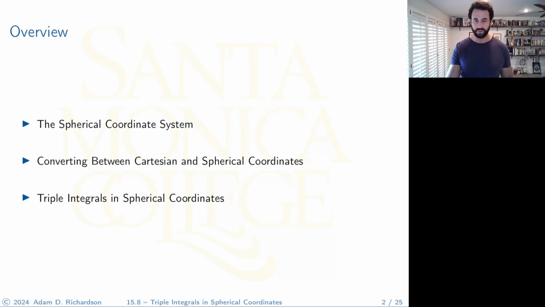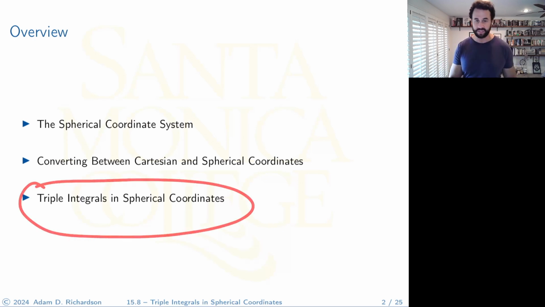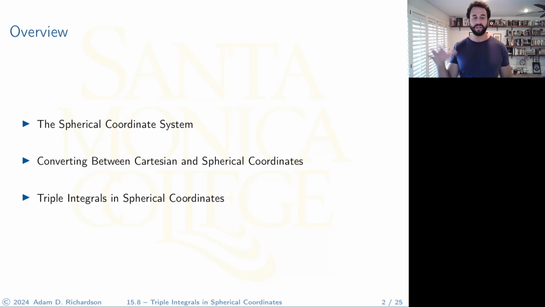So here's the overview. We'll talk about the spherical coordinate system to start. Then we'll talk about converting between the Cartesian and spherical coordinate systems. And then we'll do triple integrals in spherical coordinates. This is actually the little subsection where we're going to completely rework the Riemann integral again in terms of this new coordinate system. Hopefully by now I sound like a broken record by the time I get to here. So bear with it.